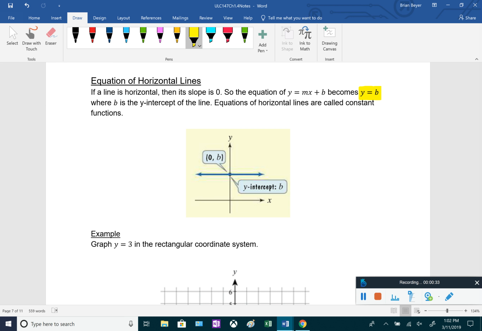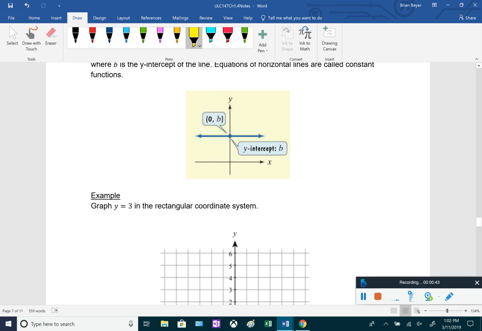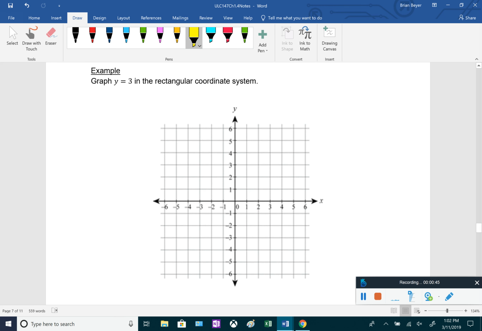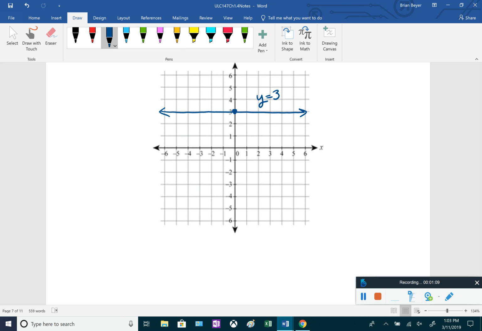So equations of horizontal lines are going to be in the form y equals b, and these are called constant functions. So they're going to look like the horizontal line that's drawn there, where it's crossing through the y-axis at b, so they're pretty simple to graph. So let's just do one example here. So graph y equals 3. So y equals 3, so we go up to the y-intercept of 3, and we draw a horizontal line. So that is our graph, and we label it y equals 3. So pretty simple. So y is always going to equal 3 no matter what x equals. So y equals a number, it's a horizontal line.